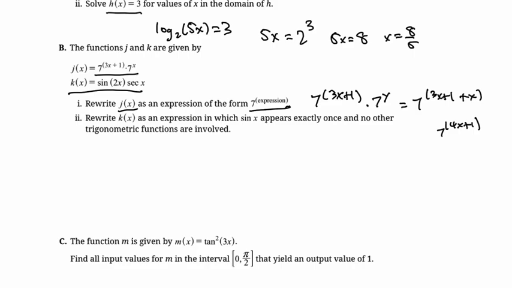For part 2, we have to write k of x as an expression where sine appears only once and there is no other trig function. We can see that there is sine of 2x, so you can use the sine double angle, which means sine 2x equals 2 sine x cosine x. Then we can rewrite secant x as its reciprocal function, which is 1 over cosine x. So you can cancel out cosine x on both, and we are left with k of x equals 2 sine x.